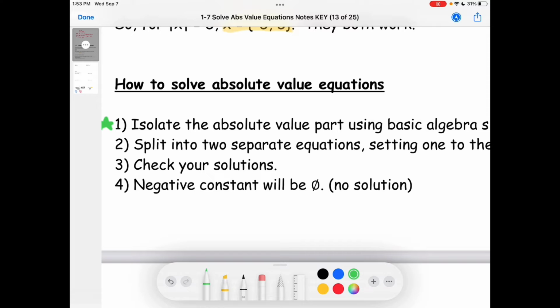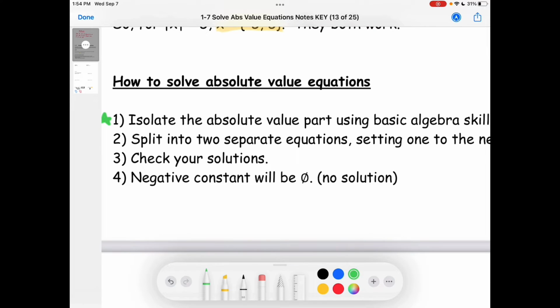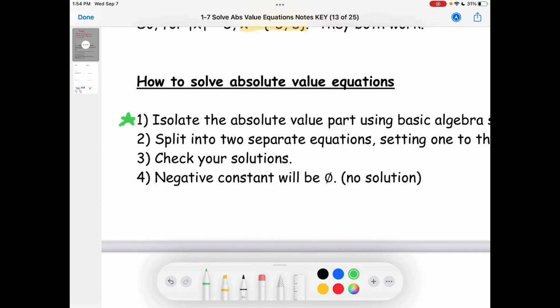The very first step is always the most important part. You're going to do it on every single problem, no matter what, including some of the special cases that we're going to talk about. After we've isolated the absolute value part, we're going to split it into two separate equations, and I'll show you what that looks like. After that, it's just checking your solutions. Step number 4 is going to be a special case. It's not going to happen very often, but when it does, it will always follow the rule that's given.